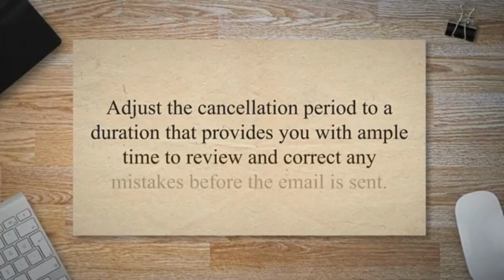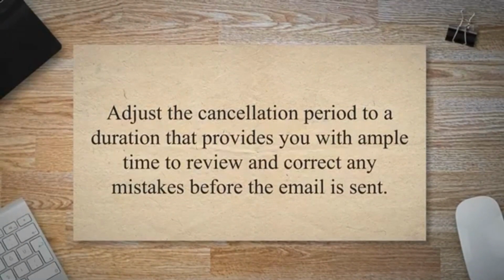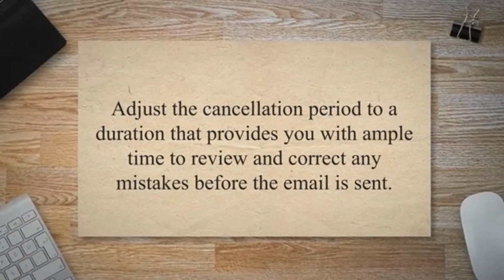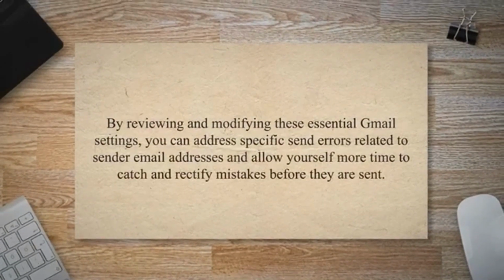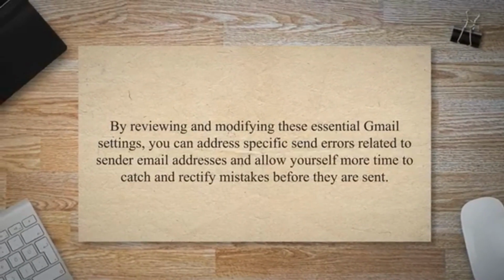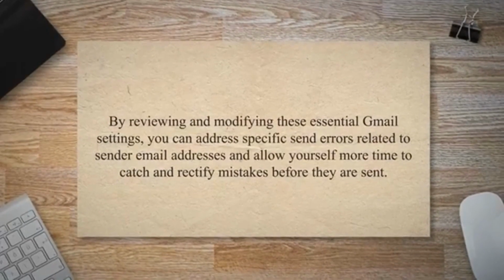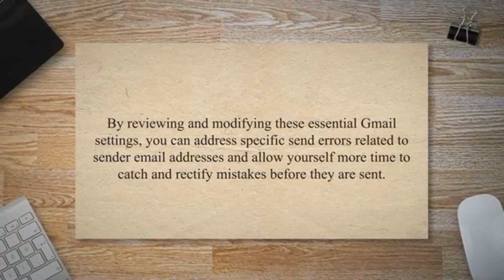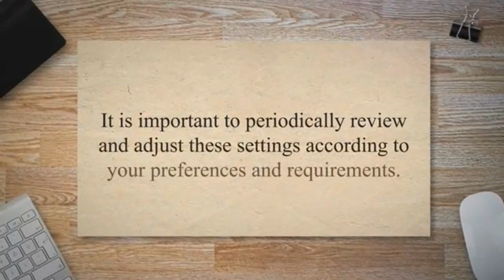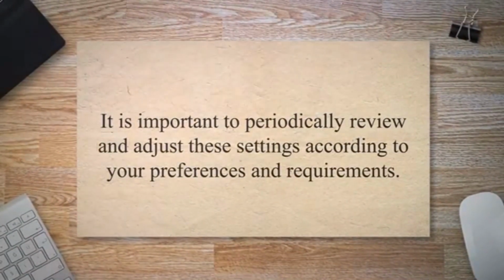Adjust the cancellation period to a duration that provides you with ample time to review and correct any mistakes before the email is sent. By reviewing and modifying these essential Gmail settings, you can address specific send errors related to sender email addresses and allow yourself more time to catch and rectify mistakes before they are sent. It is important to periodically review and adjust these settings according to your preferences and requirements.